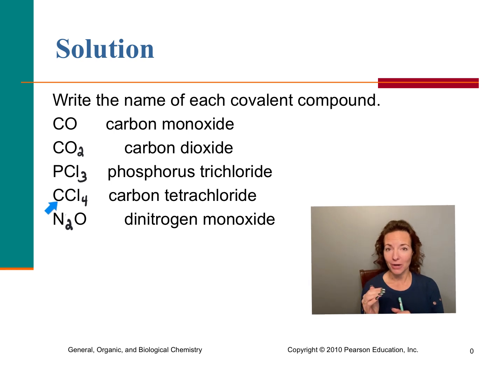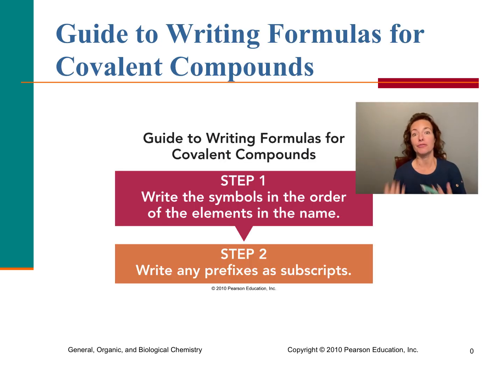CCl4, we're gonna name the carbon, then we're gonna put the tetra in front of the chloride to show that we need 4 chlorines. And we're still gonna change that ending to the IDE, so carbon tetrachloride. And then N2O, we have 2 nitrogens, so we do need a prefix on that. So we're gonna put dinitrogen, and then oxygen, we always put the prefix on the second nonmetal. Since we just have 1 of them, we're gonna put that prefix of mono. So what happens if we are given a formula or a name and we have to write the formula?